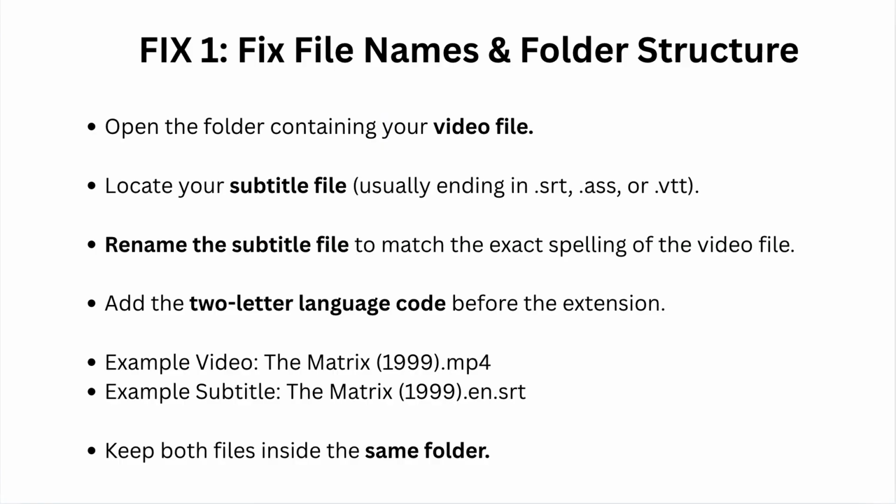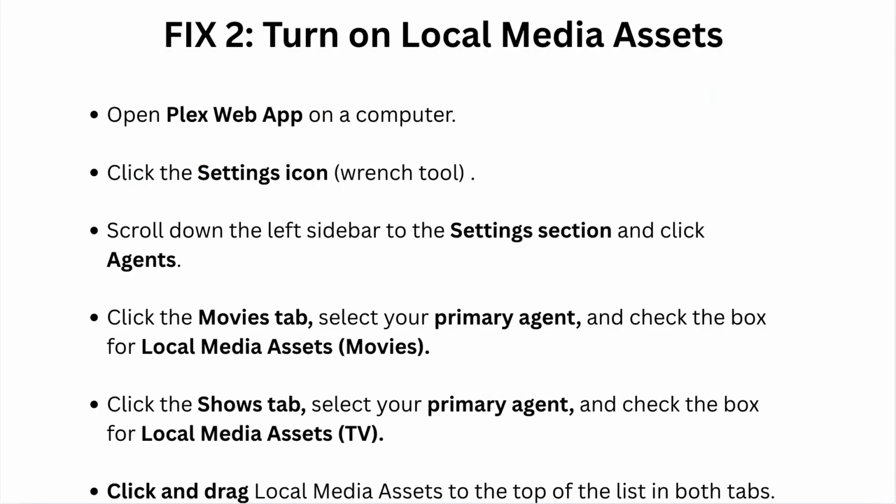Open the folder containing your video file, locate your subtitle file, usually ending in SRT, ASS or VTT. Rename the subtitle file to match the exact spelling of the video file. Add the 2-letter language code before the extension. Example: The Matrix 1999.mp4 or The Matrix 1999.en.srt. Keep both files inside the same folder.